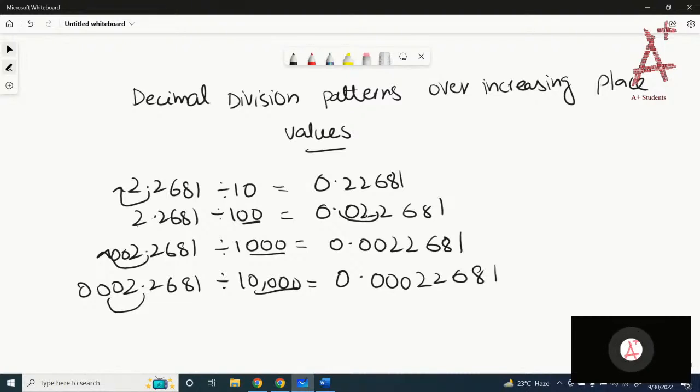So when you move four decimal places, it will be then 0.00022681. So when you divide the same number by larger and larger powers of 10, the decimal point moves to the left of the quotient. Look for every number. For the first one, it just moved one position left. For the 100, it moves two positions left. For the 1000, the decimal point moves three positions left. And for the 10,000, it moves four positions left. Got it? So as the powers are greater and greater, for each power, the decimal point moves to the left. Got it?